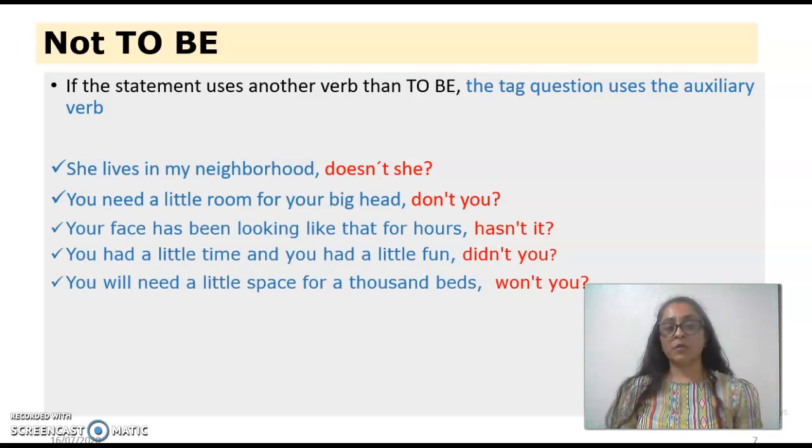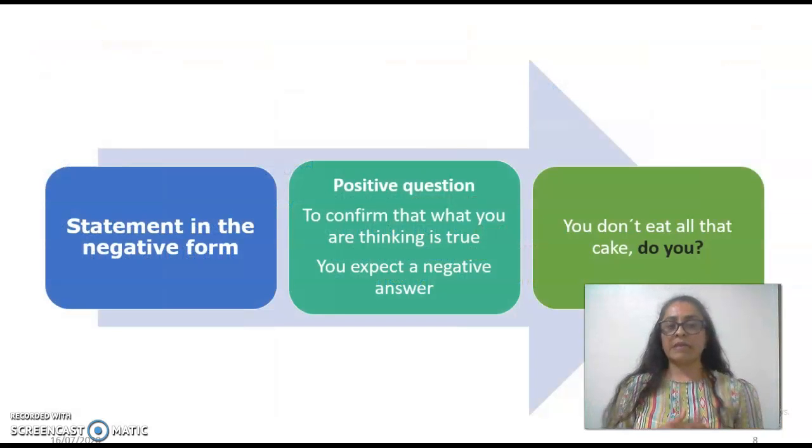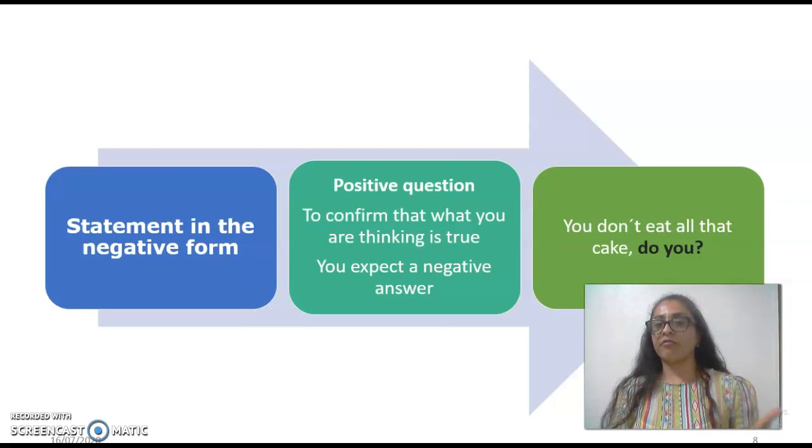So again, you use the verb form that corresponds to the original statement. Statements in the negative form: when you have a positive tag question, you want to confirm that what you are thinking is true, and you expect something negative. But not all the time. So let us analyze this sentence. You don't eat all that cake, do you?